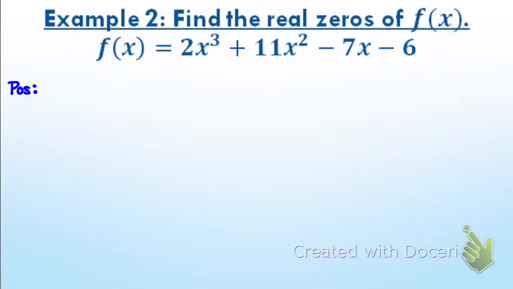I'm looking for sign changes. How many times do we change sign? Just once, right here. So there is only one possible positive real zero.